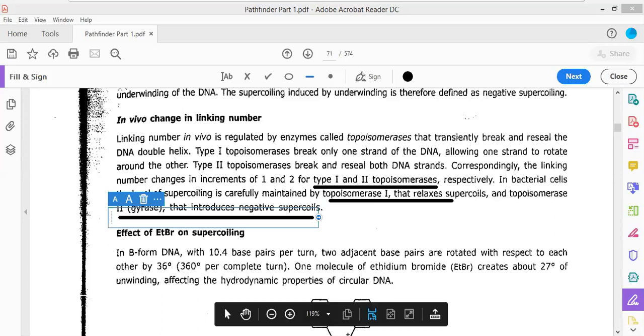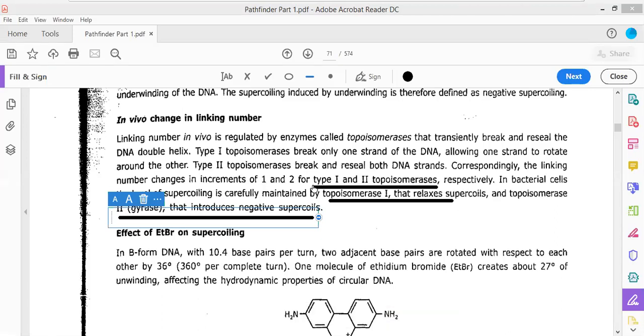So moving forward towards the type 2 topoisomerases, in the type 1 topoisomerases, you have seen that these were inducing the positive supercoiling and were reducing the negative supercoiling. The opposite will be true for the type 2 topoisomerases. Type 2 topoisomerases will induce negative supercoiling by a fraction of 2 or will reduce the positive supercoiling by 2.